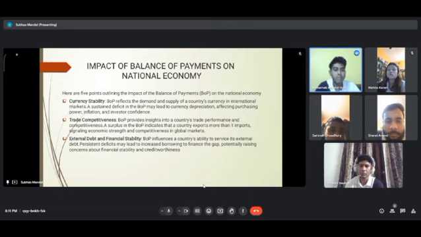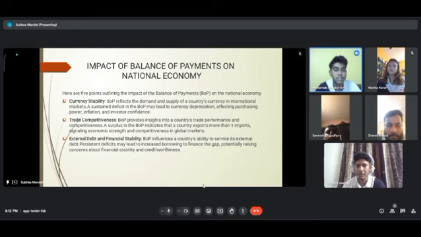Second, trade competitiveness. BOP provides insights into a country's trade performance and competitiveness. A surplus in the BOP indicates that a country exports more than it imports, showing economic strength and competitiveness in the global market. Third point is external debt and financial stability. BOP influences a country's ability to service its external debt. Persistent deficit may lead to increased borrowing to finance the gap, potentially raising concerns about financial stability and creditworthiness.